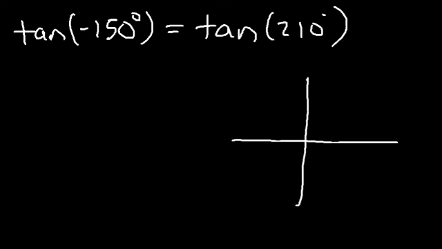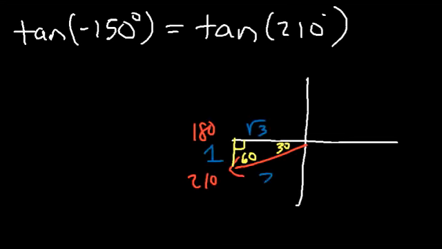So 210 is in quadrant 3. And here's 180, so the reference angle is 30. So we have a 30, 60, 90 triangle. Across the 30 is 1, across the 60 is root 3, across the 90 is 2, and x and y are both negative. So you need to understand this.